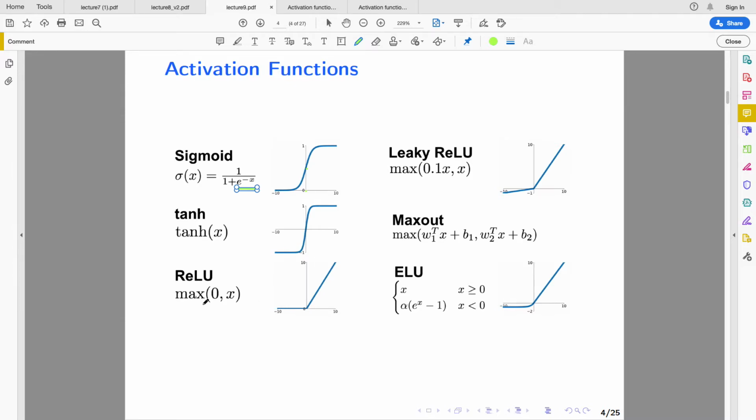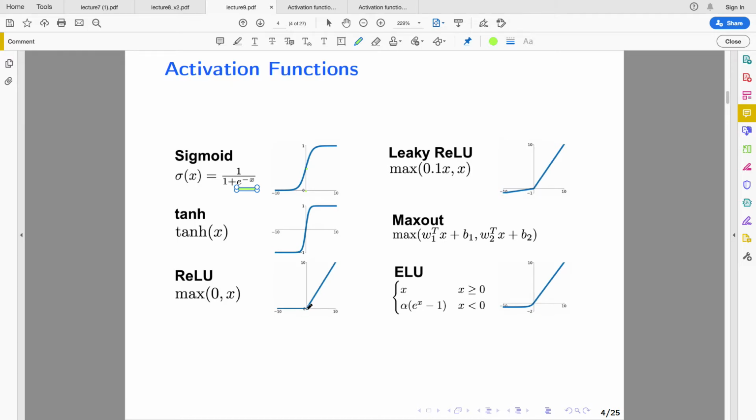ReLU is very computationally cheap to compute. It just returns the value of the input, that is x, unless the input is less than 0. When the input is less than 0, then it returns 0. As you can see here, anything less than 0, if we trace it on the plot, the blue plot, it gives us 0.